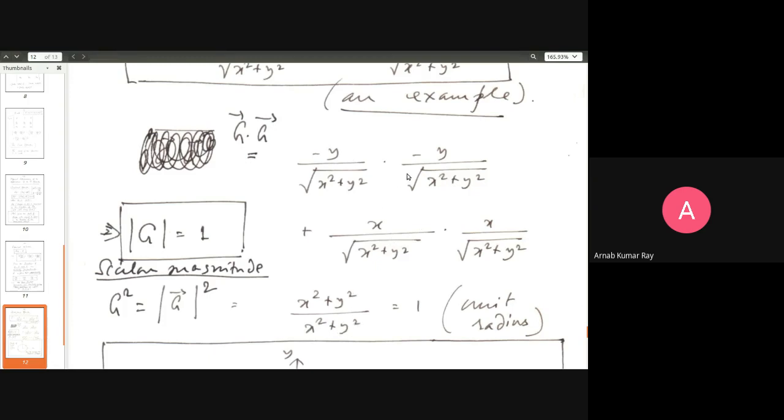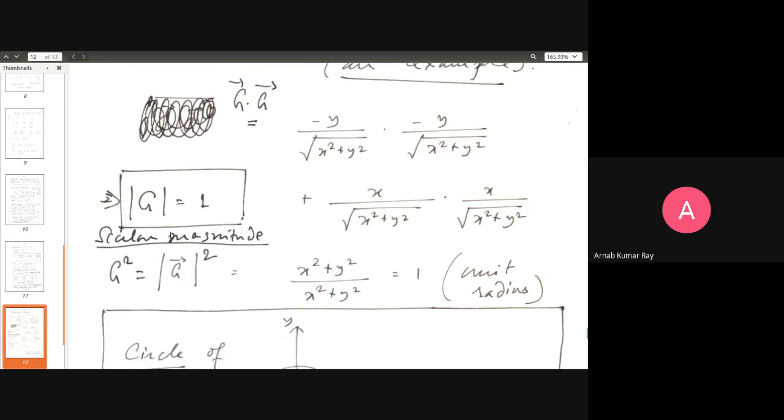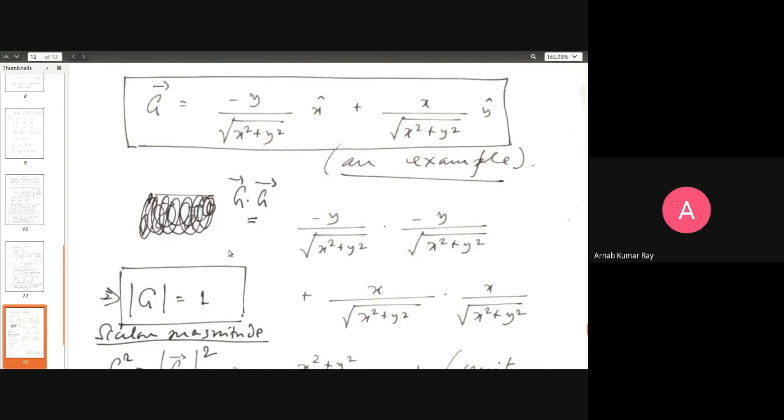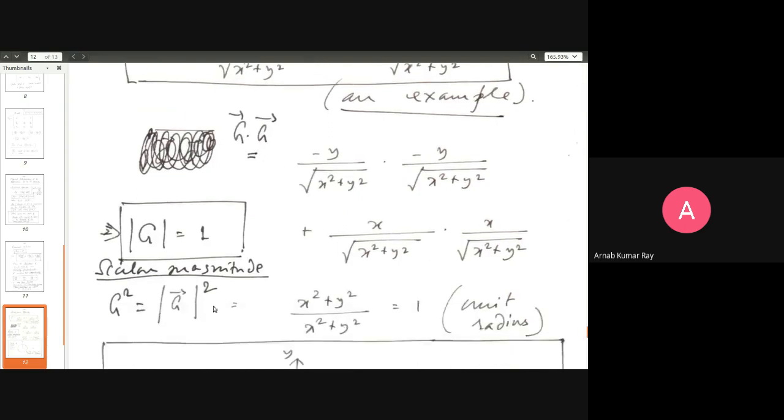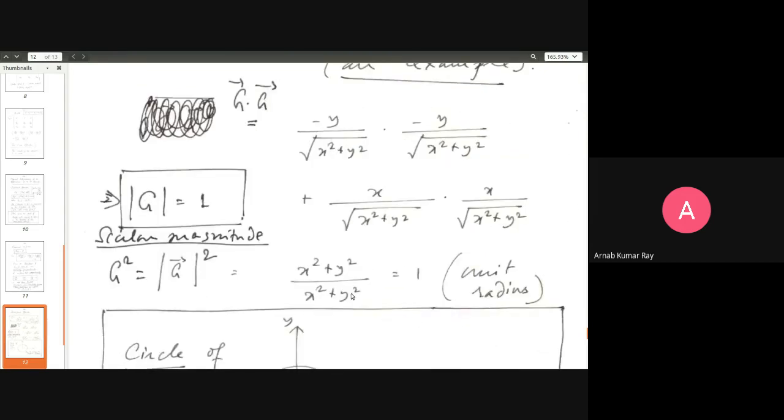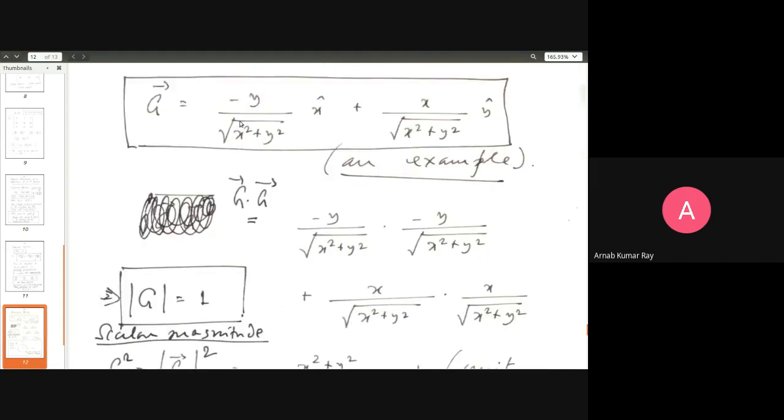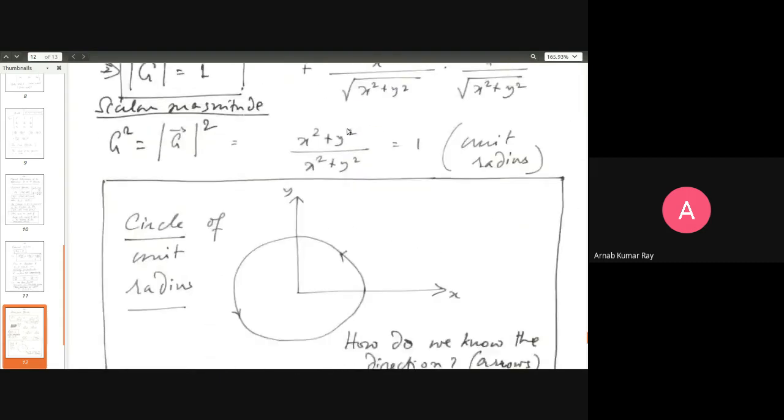In the numerator, what have you got? Minus y into minus y is y squared. x into x is x squared. x squared plus y squared divided by x squared plus y squared is equal to 1. So basically, the magnitude of this vector, g squared, is equal to 1. When you take the square root, it will give you 1 anyway. So the magnitude is not changing at all, and yet the vector is changing its direction. I shall discuss this in greater detail in a supplementary set of notes very soon.